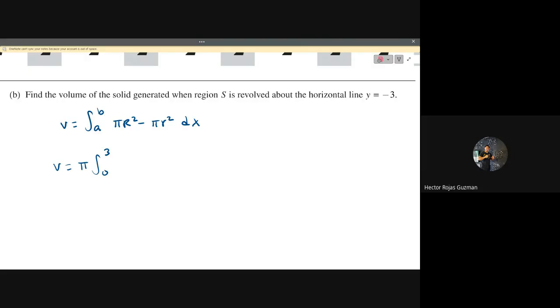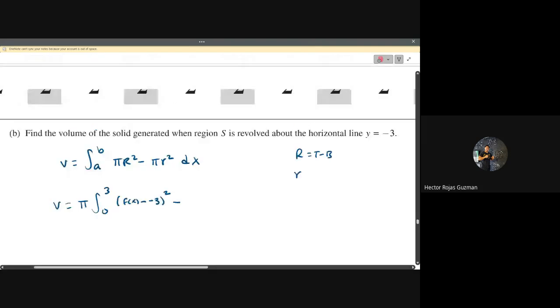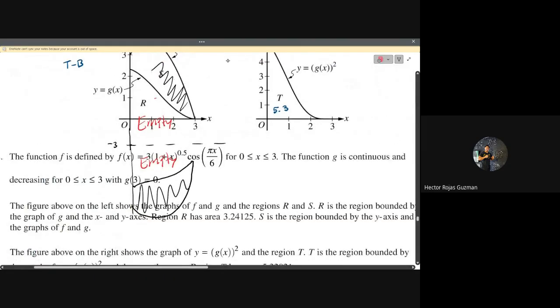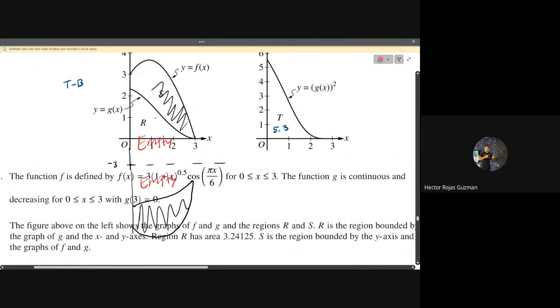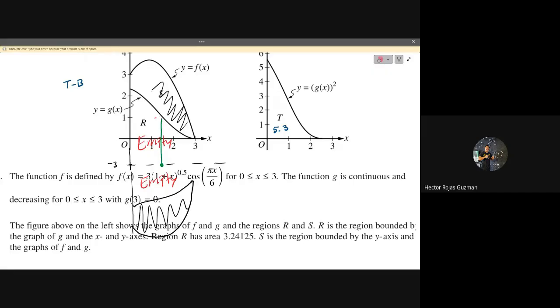Now the big radius, let me rewrite this. The big radius is top minus bottom. If you look at your figure above, the top function is f of x, and the bottom function is -3, squared, minus the little radius. Here, let me show you guys on the graph. The little radius is given by the distance from the center of the circle to the closest function, which happens to be g of x. There we go. It's taking a while to load. There it is. That's the small radius.